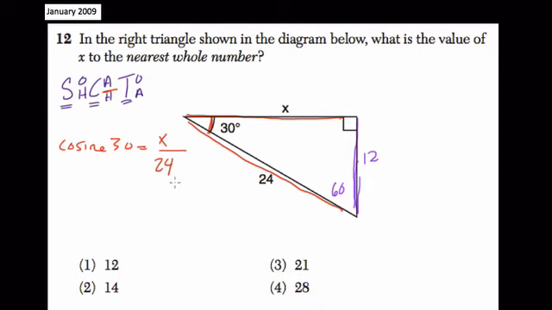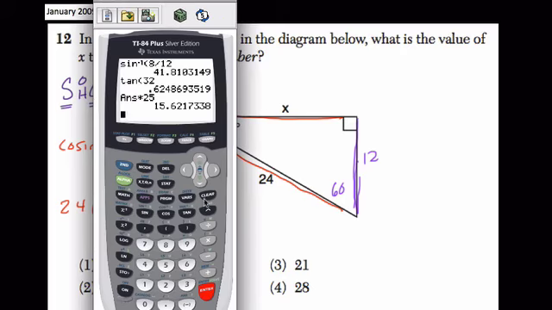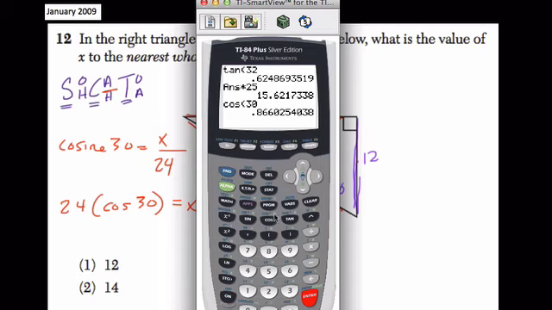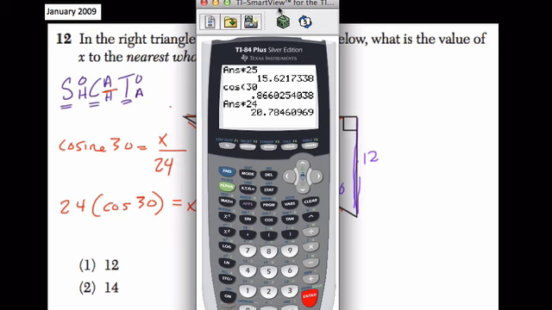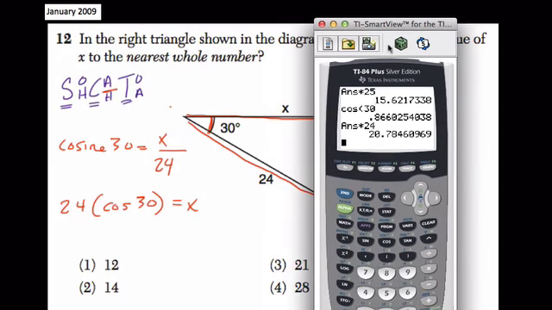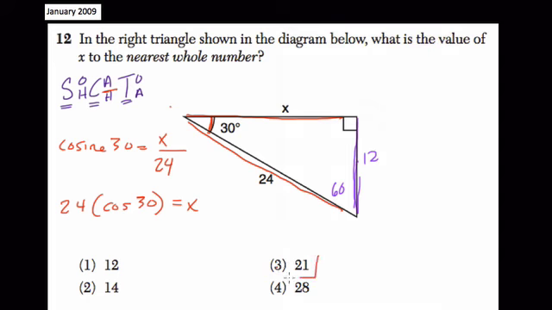This is fairly easy to solve because to find what x is, if x divided by 24 is the cosine of 30, that means if we take 24 and multiply by both sides, 24 times, and I'll abbreviate, the cosine of 30 would equal x. And we can just plug that into our calculator. The cosine of 30 is this decimal right here, times 24 is 20.784609. And, sorry, here we want to round to the nearest whole number, so 20.78 is really 21, or choice 3.